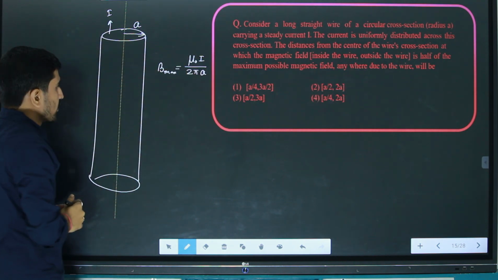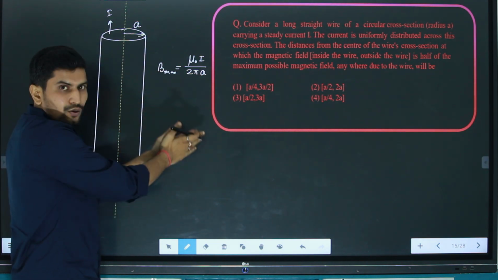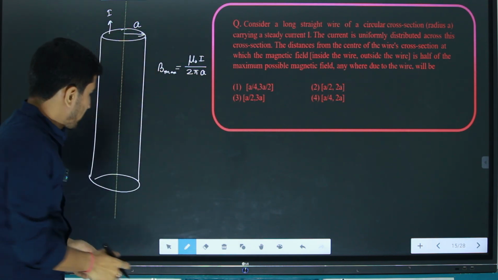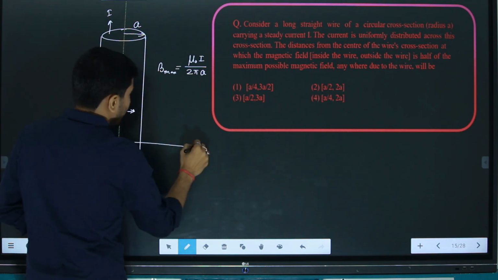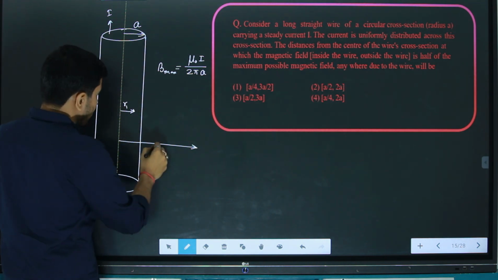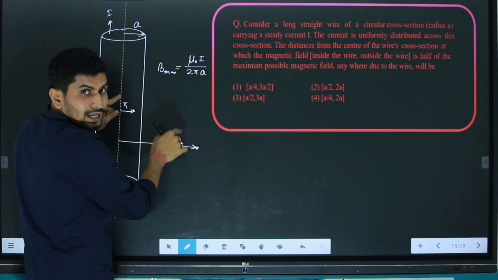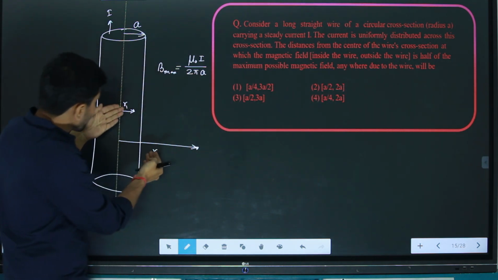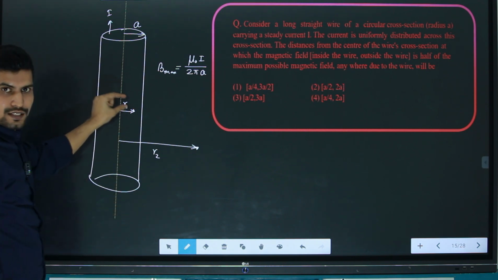Now, there will be 2 points, one inside and one outside the conductor, where the magnetic field's value will be half of the maximum value. Let's say this is one point which is located inside and this is a point which is located outside. The inside point is located, let's say, at a distance r1 and the outside point is located at a distance r2. So if the magnetic field at these 2 points is equal to half of the maximum magnetic field, then what is the value of this distance r1 and r2? That's the question. So first we will start with the inside.